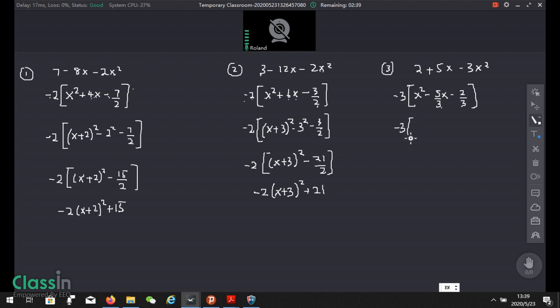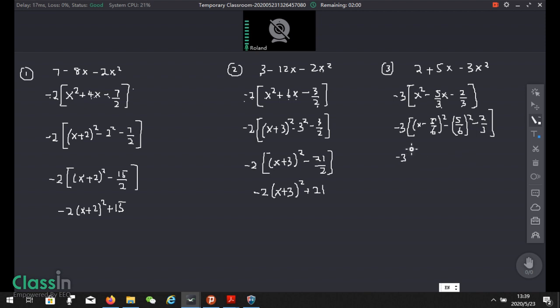So negative 3 is outside. The coefficient of x is negative 5 over 3, so half of negative 5 over 3 is negative 5 over 6. So this will be x minus 5 over 6 all squared. Of course, we need to subtract this 5 over 6 all squared. Then there is still negative 2 over 3 here.